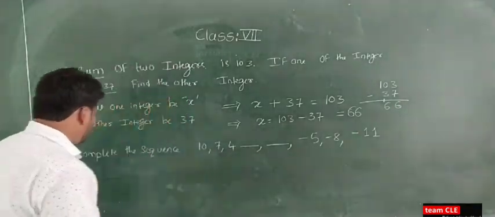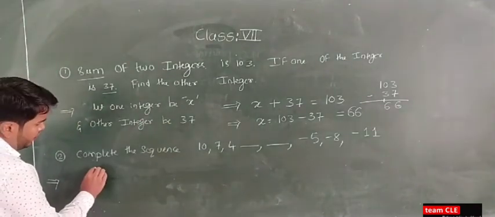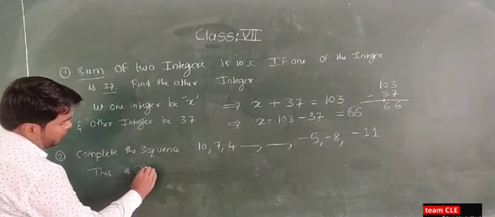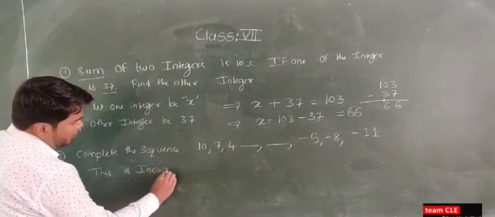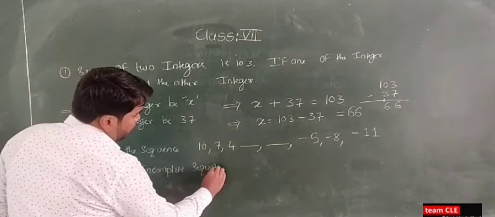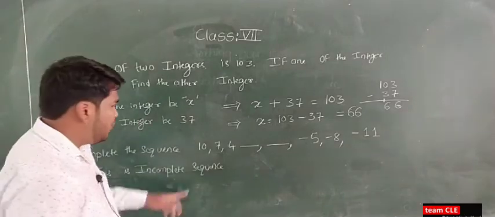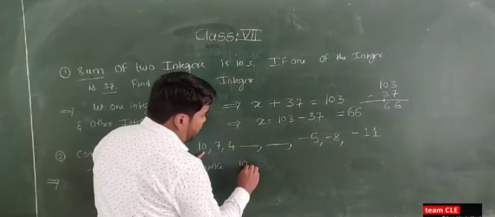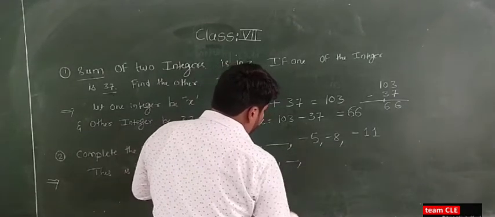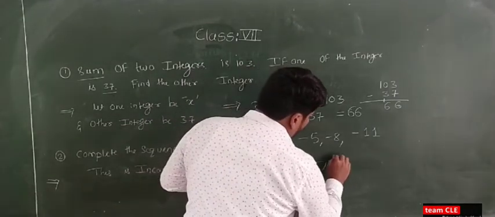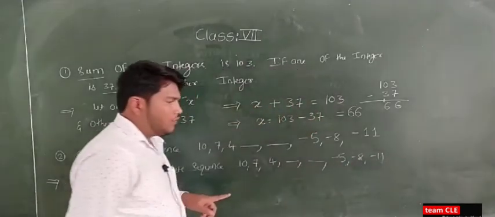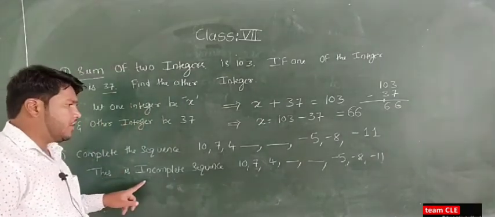So this is an incomplete sequence. So just write this sequence as 10, 7, 4, the unknown terms we keep as they are, then minus 5, minus 8, minus 11. So how to find the incomplete sequence?